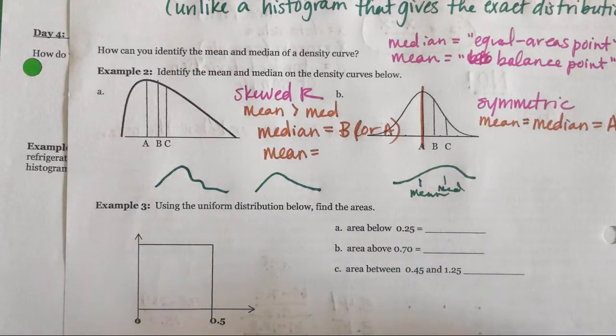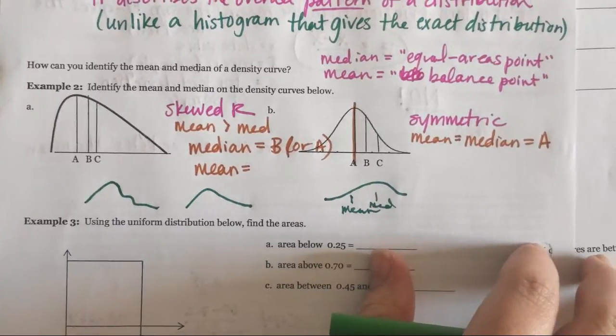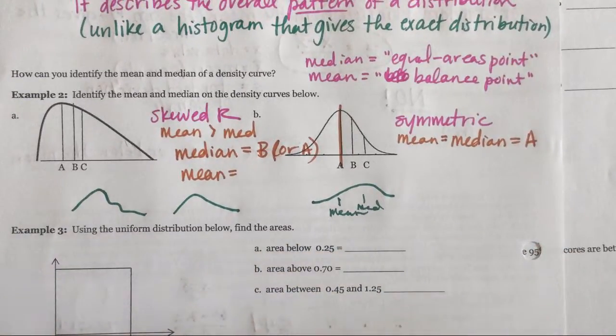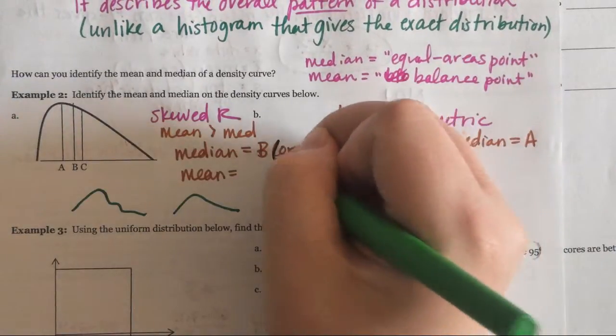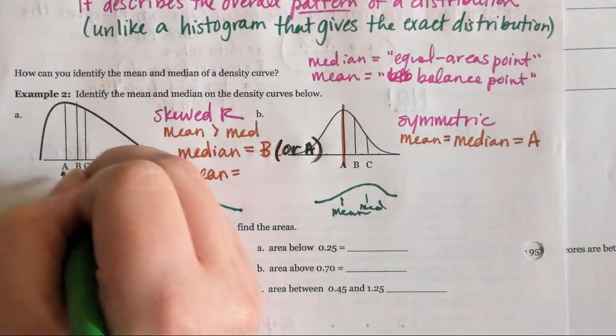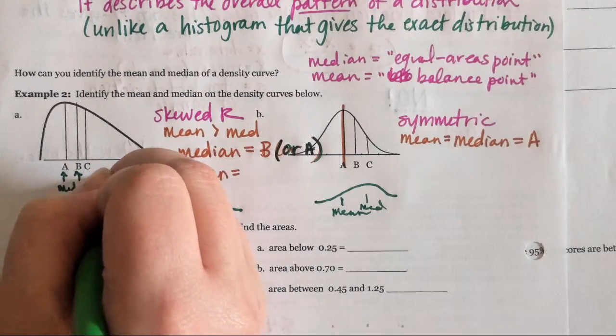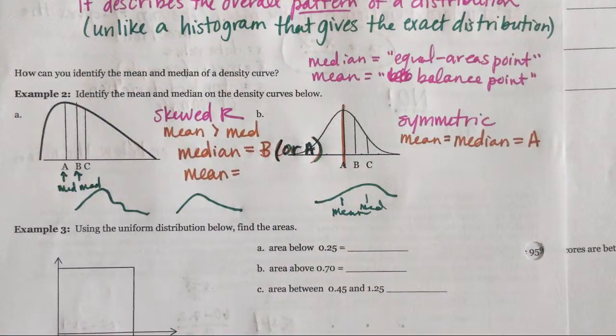Ma'am, I can't see it, so what is the median, what does that say? What do you put it equals? B or A. I said point B or point A. So over here, we're not sure if this one or this one is the median. We're not sure.